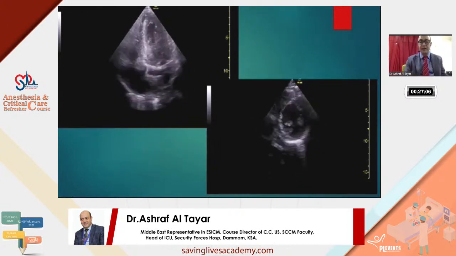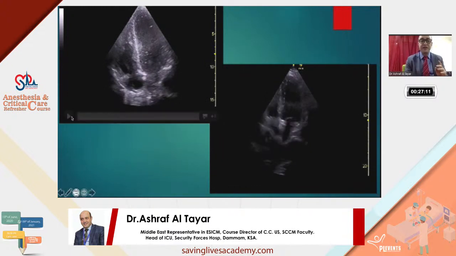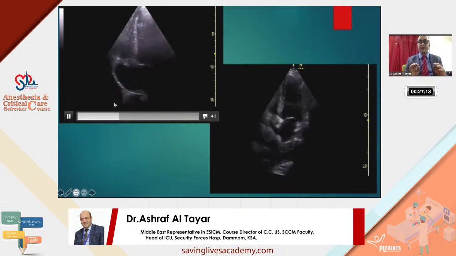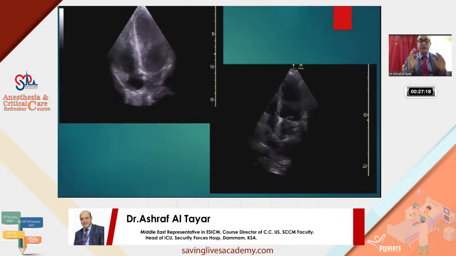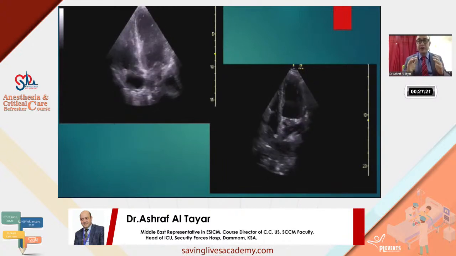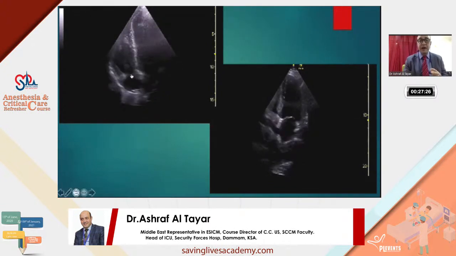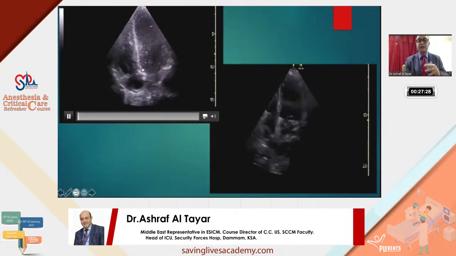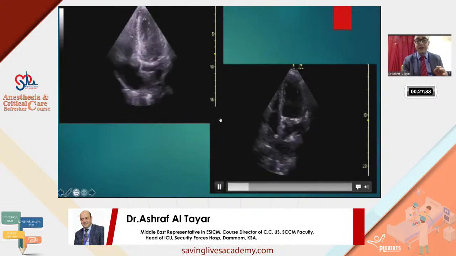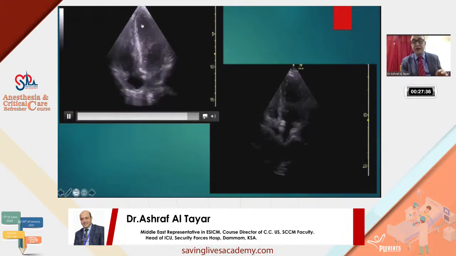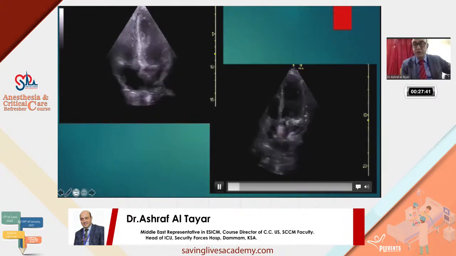a globally hyperdynamic left ventricle. We should not forget, and this is very important, one of the very straightforward messages from tonight: not every septic patient has a hyperdynamic left ventricle. This is an example of a young gentleman, around 27 years old, who presented to us with septic shock, and after 3 or 4 days the left ventricle turned from hyperdynamic to, as you see here, very hypodynamic. This is what we call septic cardiomyopathy.